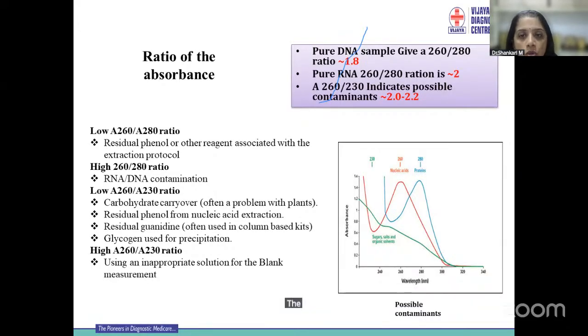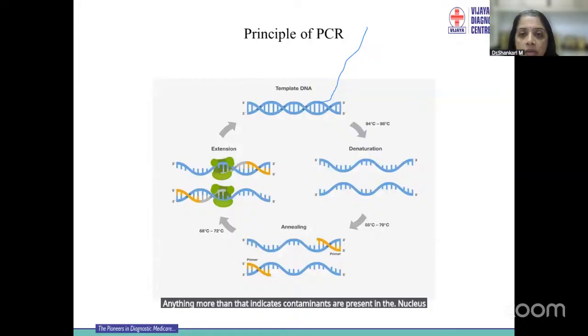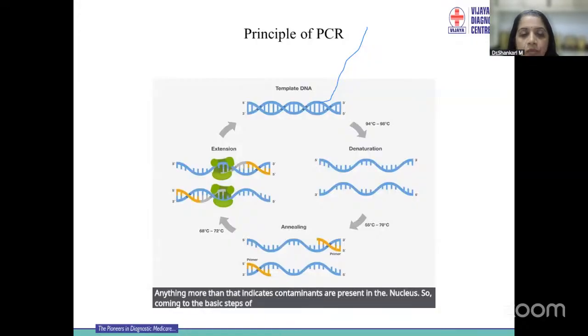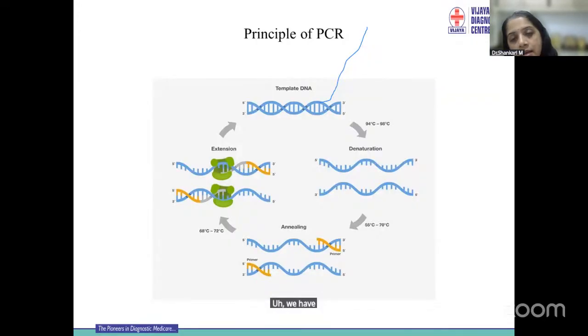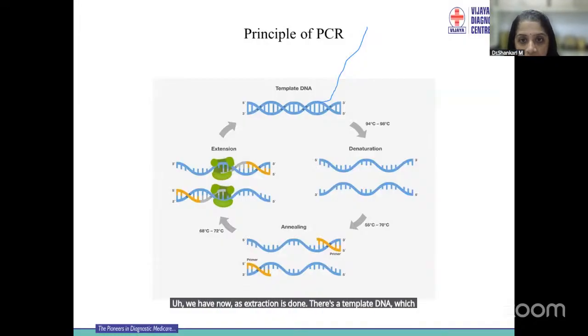The ratio of absorbance is usually maintained between 1.8 to 2. Anything more than that indicates contaminants are present in the nucleic acid. So coming to the basic steps of PCR, as extraction is done, there is a template DNA, which is a double-stranded DNA.